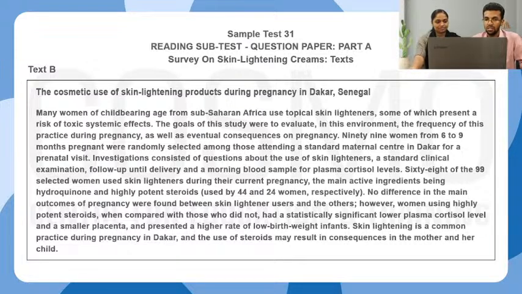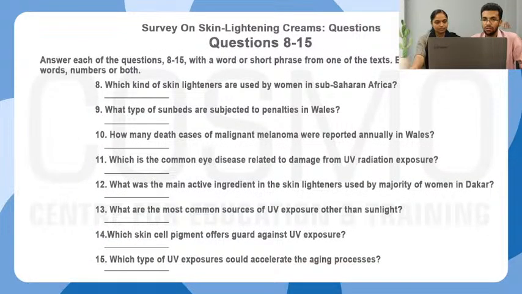Right. Now let's move on to question number 9. What type of sunbeds are subjected to penalties in Wales? Can you tell us in which text this information can be found? What are the keywords in this question? Obviously, one is sunbeds, next is penalties, and Wales. So those three words are the keywords in this question.